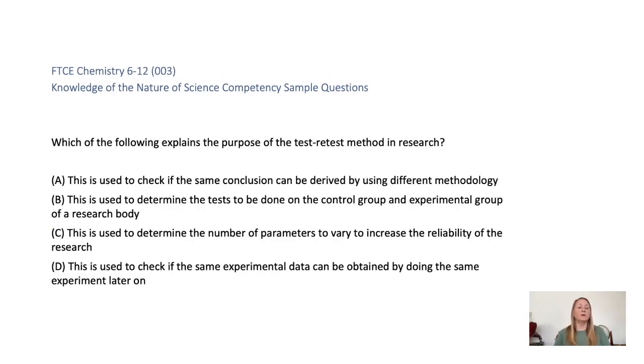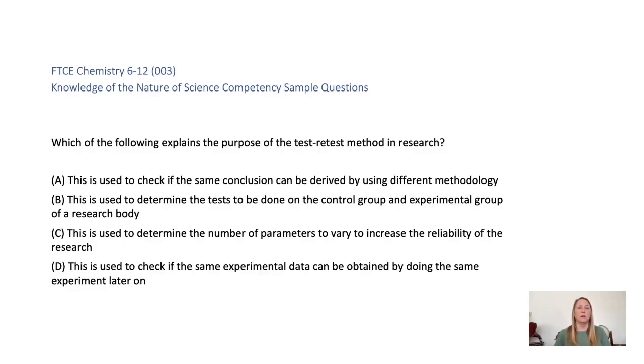Which of the following explains the purpose of the test-retest method in research? A, this is used to check if the same conclusion can be derived by using different methodology. B, this is used to determine the test to be done on the control group and experimental group of a research body. C, this is used to determine the number of parameters to vary to increase the reliability of the research. Or D, this is used to check if the same experimental data can be obtained by doing the same experiment later on.